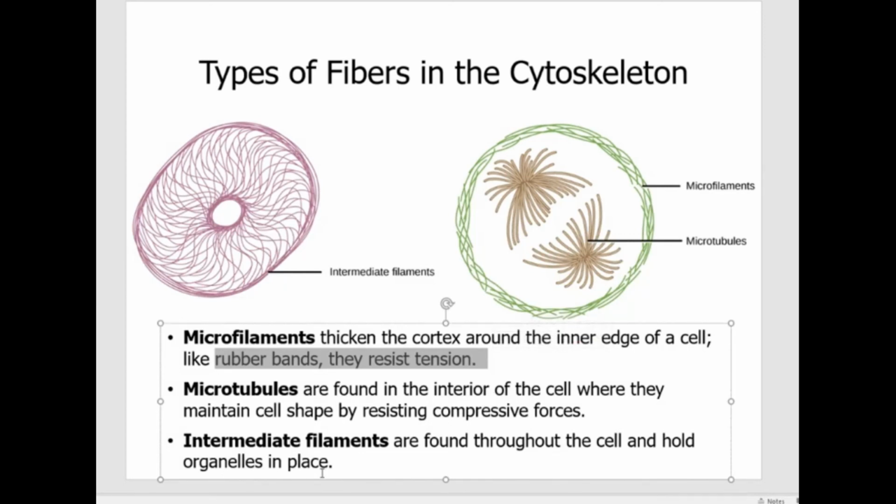Microtubules are usually found inside the cell, and they help maintain the cell shape. They're usually bigger, and they can also resist compressive forces, so they provide a little bit of protection and help the cell maintain its shape. The intermediate filaments are found throughout the cell. If you remove all the other components in the cell, this is what the intermediate filaments look like. They can hold the organelles in place, so the organelles don't just move around like dead leaves in water.